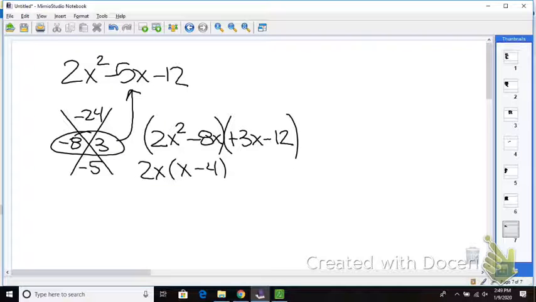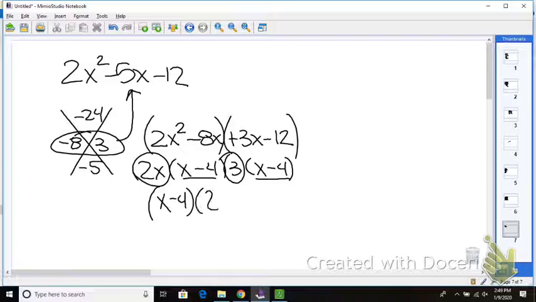And what can I take out of the second group? 3. So I have x minus 4. So my factors are x minus 4 and 2x plus 3. So are we good with that factoring?